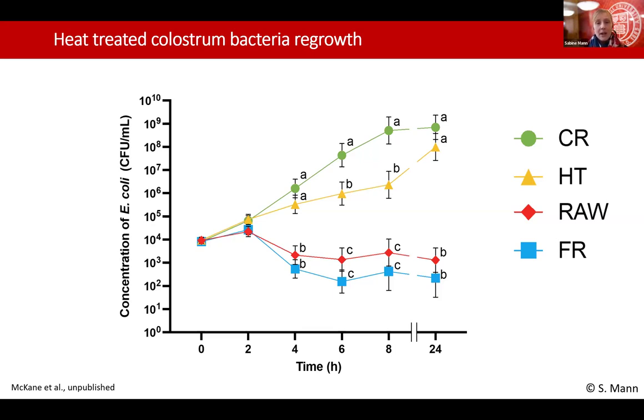I want to draw your attention to the yellow line, which is the colostrum that was heat treated, and the green line, which is a control group of colostrum replacer. You can see here that both in colostrum replacer and heat-treated colostrum, bacteria grew pretty rapidly. This is E. coli. E. coli can multiply in 20 minutes. So you can see how it is important that you're not letting this colostrum sit around in the water bath for an extended period of time.